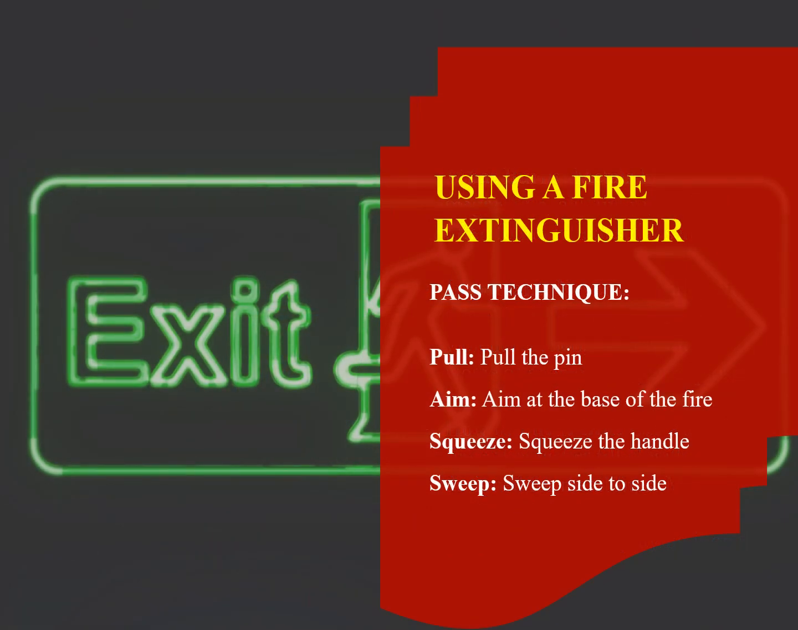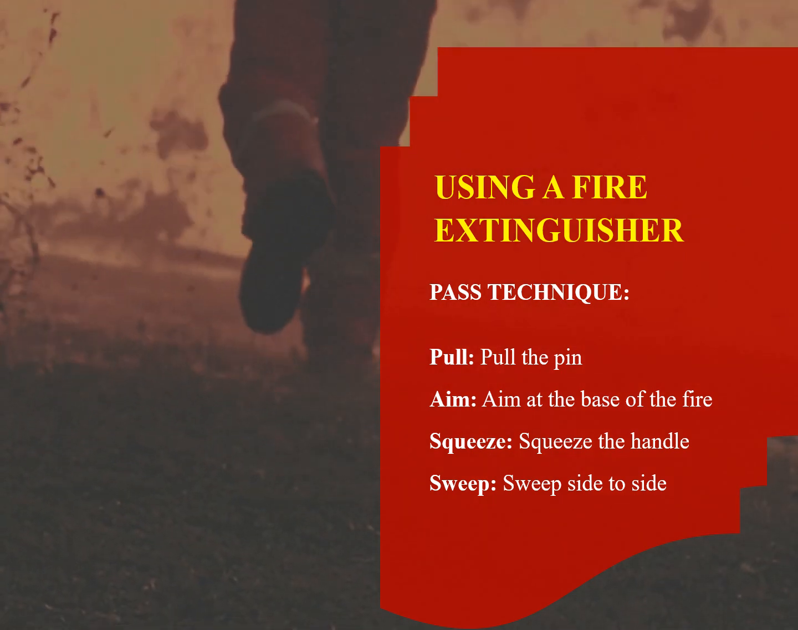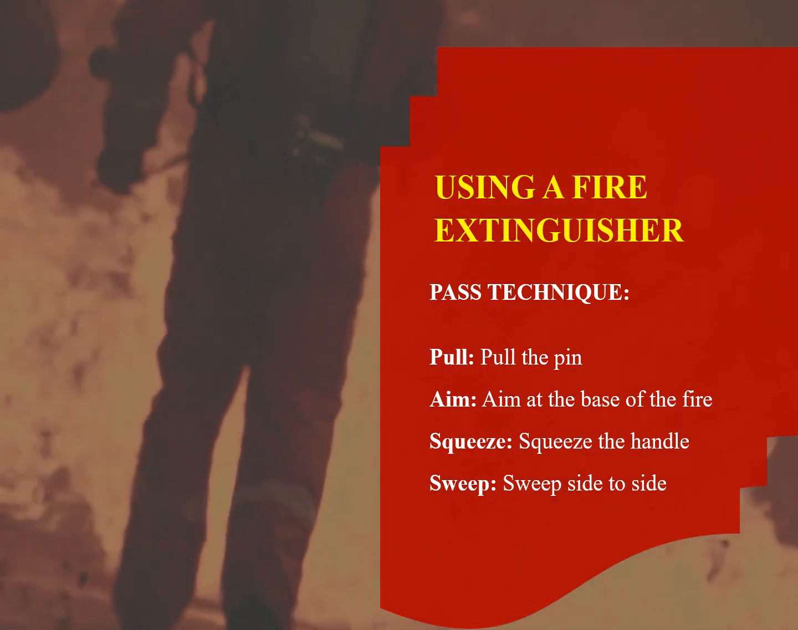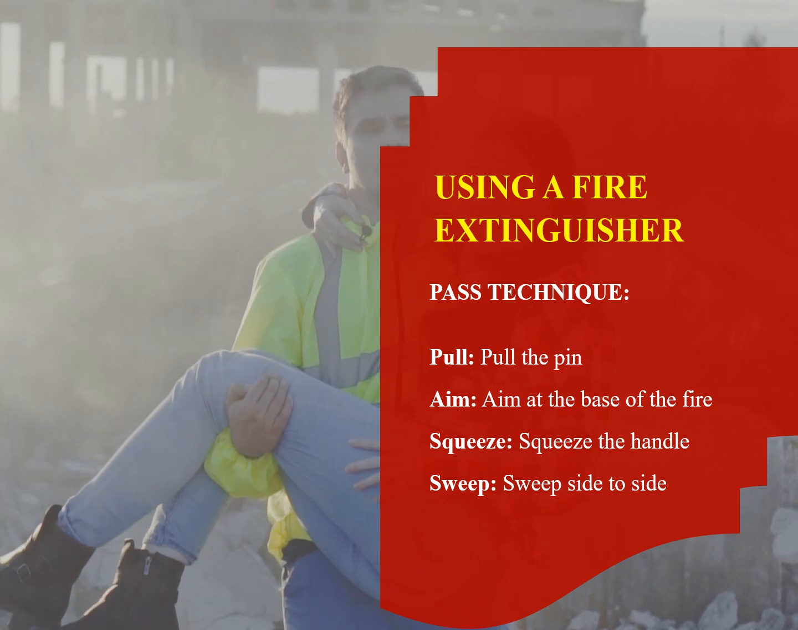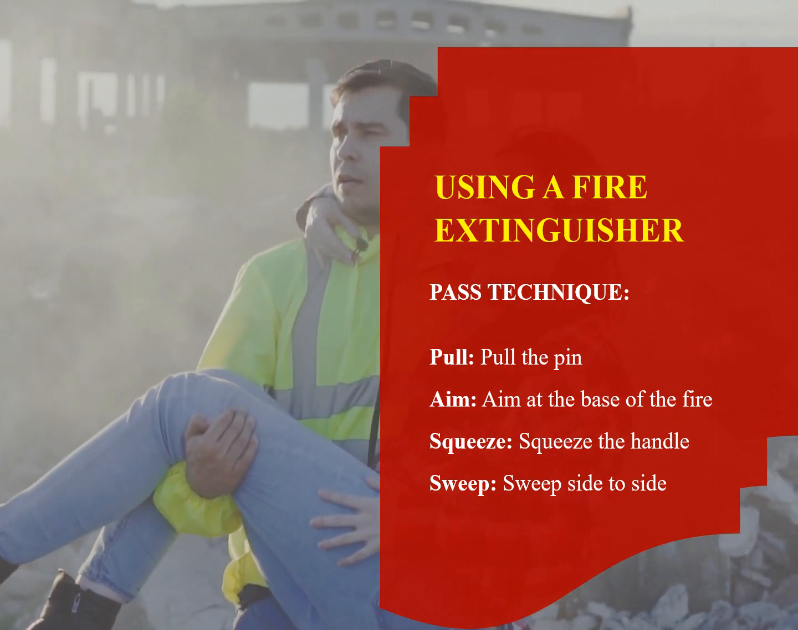Using a fire extinguisher, the PASS technique. Pull the pin to unlock the extinguisher. Aim the nozzle at the base of the fire. Squeeze the handle to release the extinguishing agent. Sweep the nozzle side to side at the base of the fire until it is extinguished.